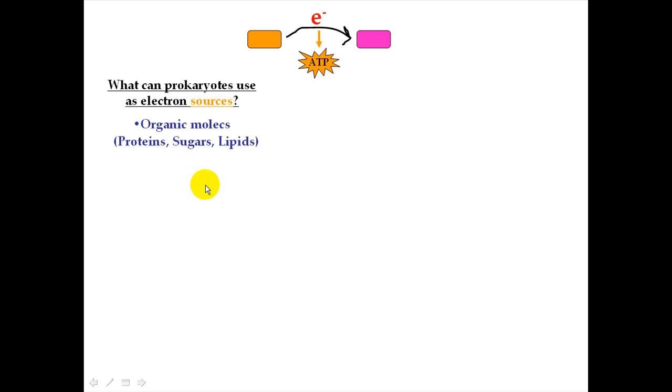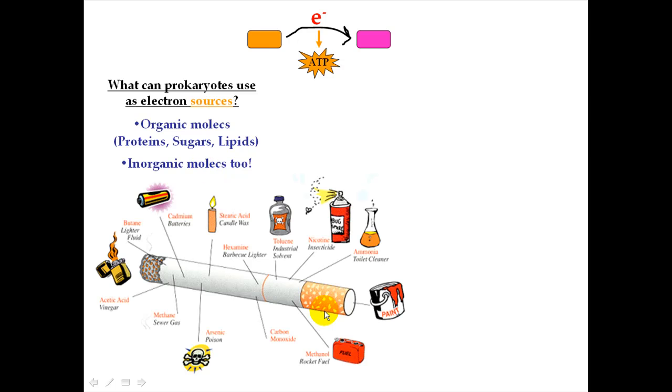But unlike us, there are some prokaryotes that can eat inorganic molecules too. So there are some that can use inorganic molecules as their electron source. And if that doesn't amaze you, how about if you consider this? If you consider something like a cigarette, cigarettes are pretty bad for you, and some of the reasons why they're bad for you are outlined in this picture. It's because cigarettes contain all kinds of nasty things.